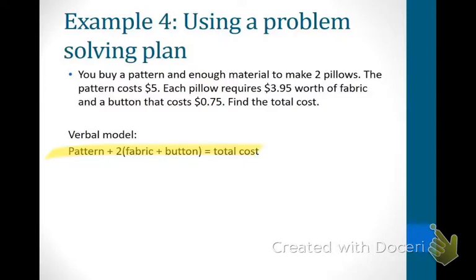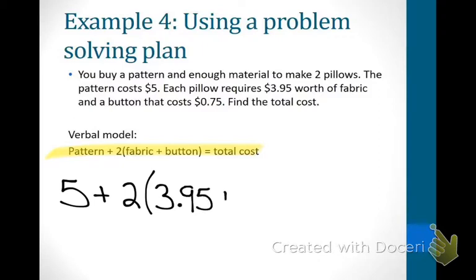I have to figure out how I'm piecing it together. So the expression here is going to be the pattern, which if I buy a pattern, is there a limit how many times I can use it? I can make 200 pillows with it if I wanted to. It doesn't change the fact that my pattern only costs $5. Now, I'm multiplying it by 2. Why am I multiplying it by 2? Because there's 2 pillows. So if there was 3 pillows, I multiply it by 3. Times the fabric, which is $3.95, plus the cost of the button, which is 75 cents.